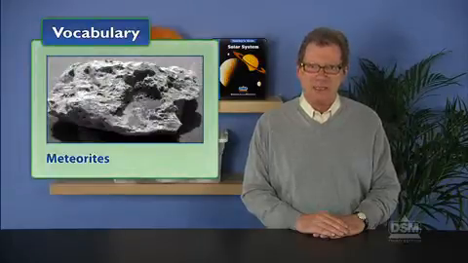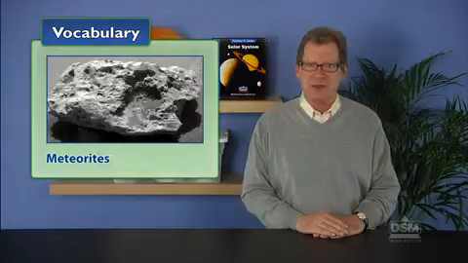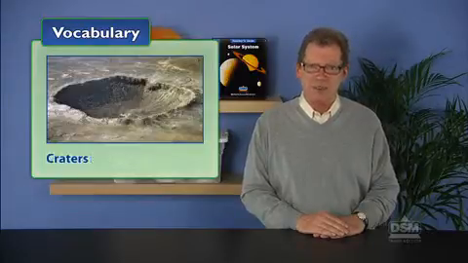Further describe that sometimes chunks from a meteor may survive the journey through the atmosphere. These pieces of meteor that crash to the Earth are called meteorites, and the impact from meteorites may cause bowl-shaped depressions in the surface of the planet called craters. Ask students, what do you think causes the meteor to burn?